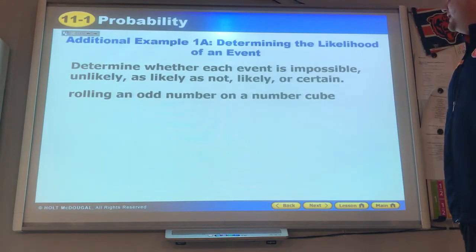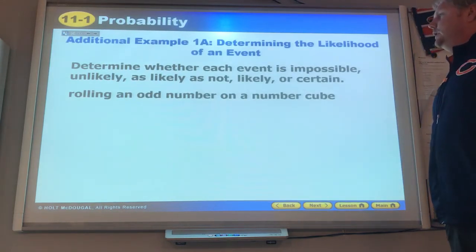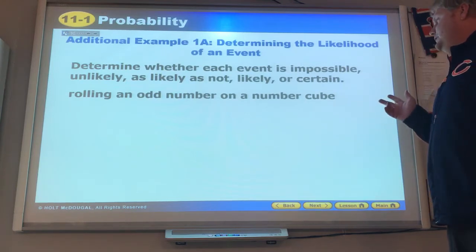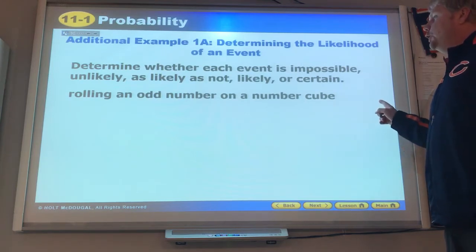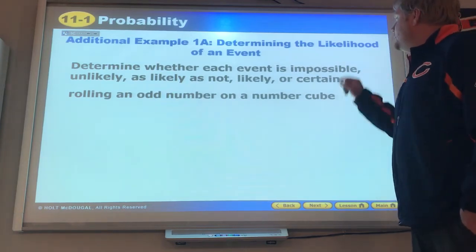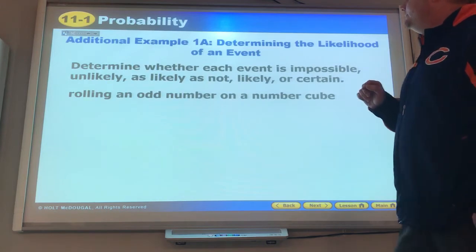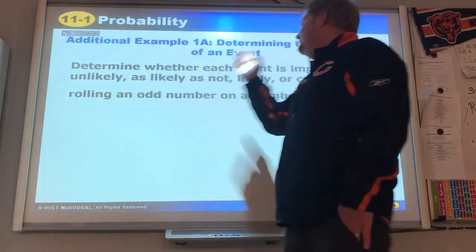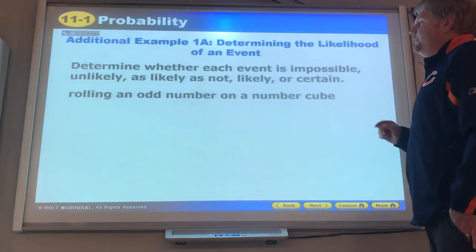Determine whether each event is impossible, unlikely, as likely as not, likely or certain. Rolling an odd number, okay? Is it impossible to do that? Are you certain to do that? Are you likely to do that? Are you unlikely to do that? Or is one as likely as the other?